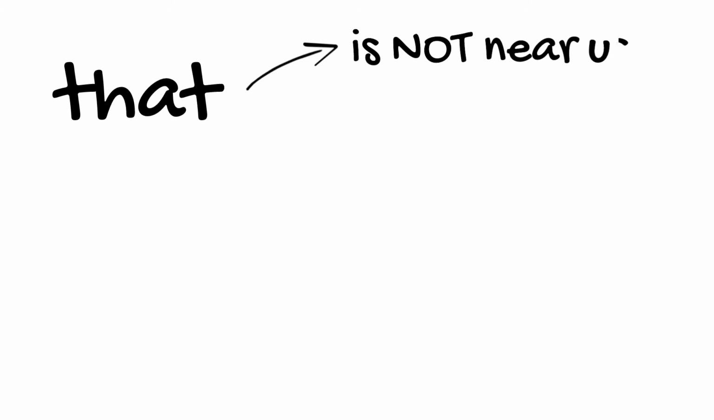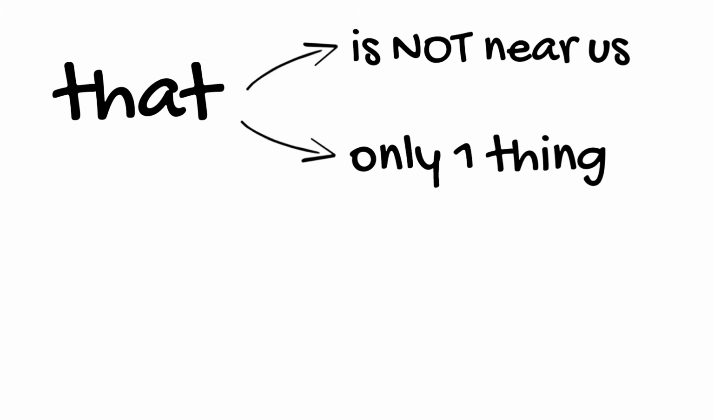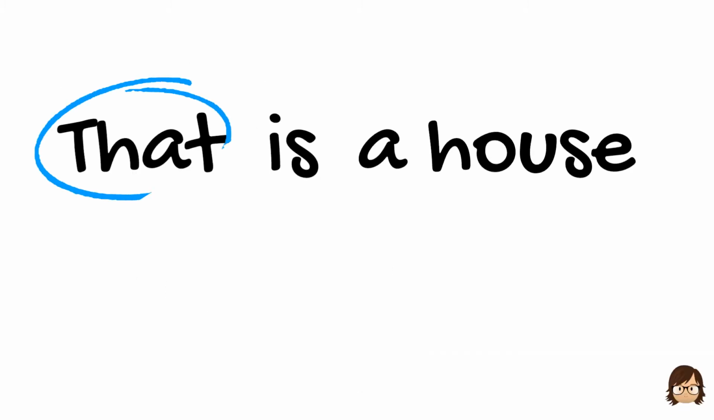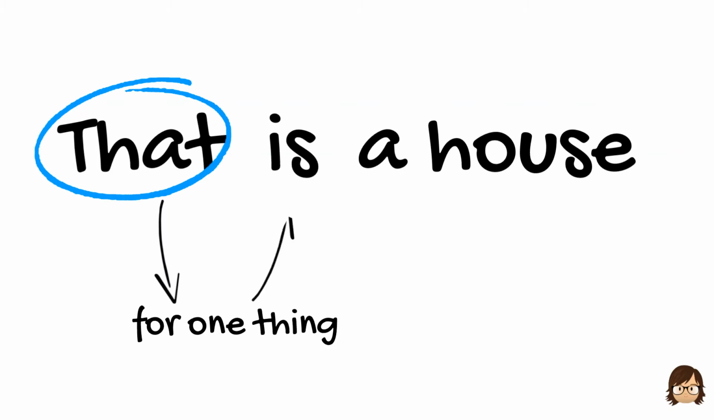We use that to say something that is not near us and that is only one thing. For example, that house. Again, as that is for one thing, we have to use is if we are using the verb to be. For example, that is a house.